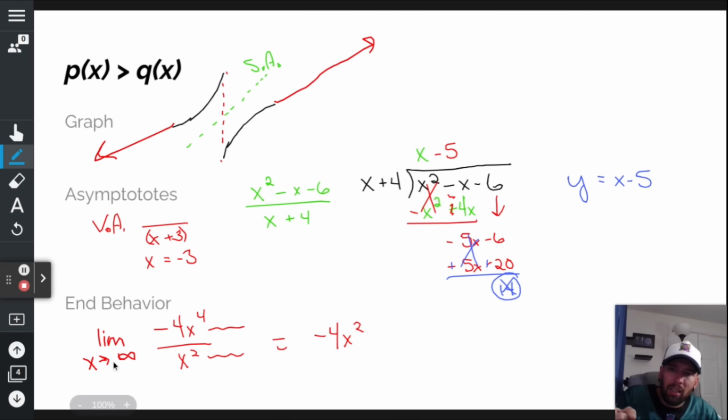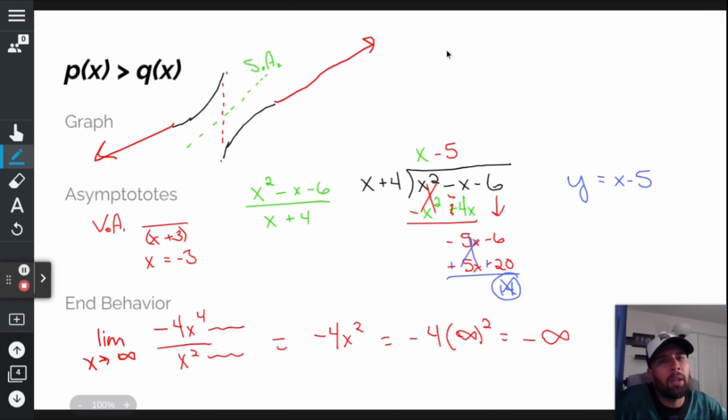Now if I plug infinity into negative 4x squared, I get negative 4 times infinity squared. Infinity times infinity is infinity, and multiplying that by a negative number becomes negative infinity. So we take the leading terms, simplify, expect the x to be larger in the numerator, plug in infinity, and you're either going to get positive infinity or negative infinity. It's always going to be that way.